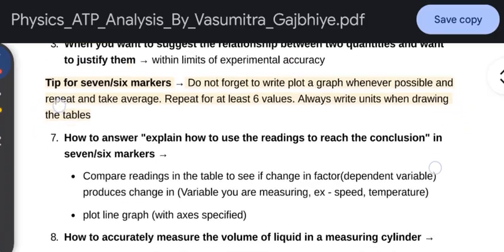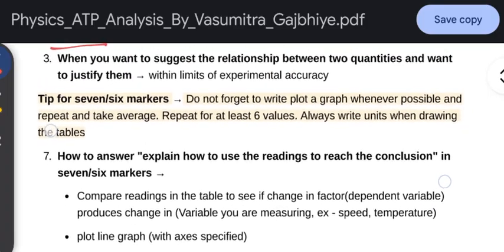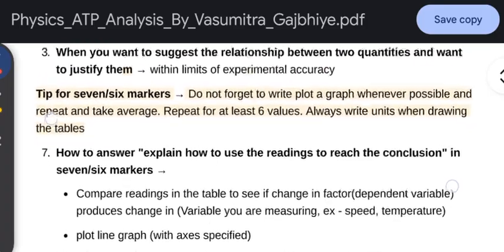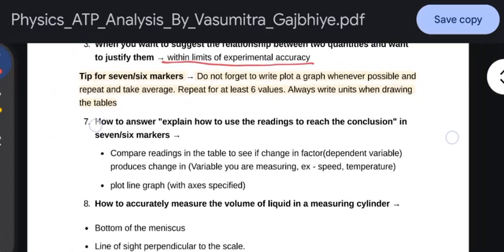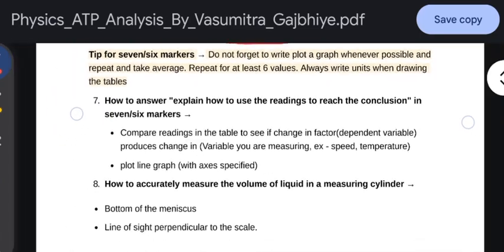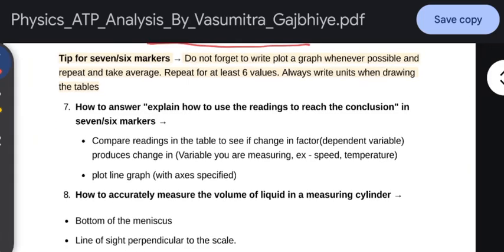Simple. What do you write when you want to suggest a relationship between two quantities and justify it? "Within limits of experimental accuracy" is the phrase that you will be using. Okay, you need to write this. When they ask you to explain, you can write this.